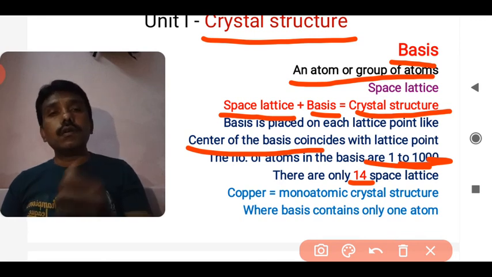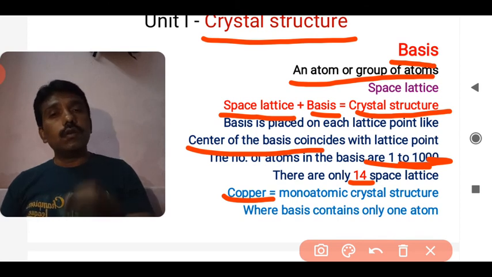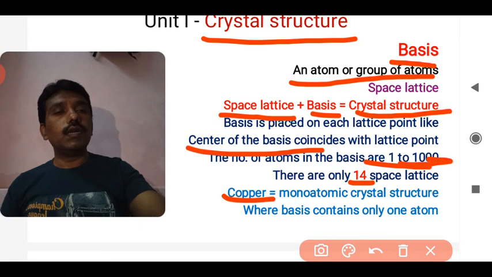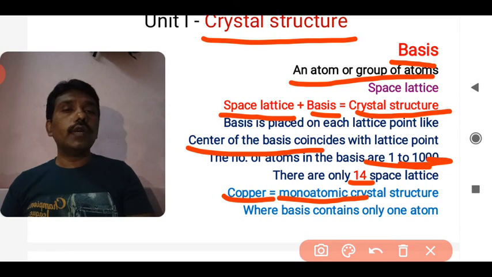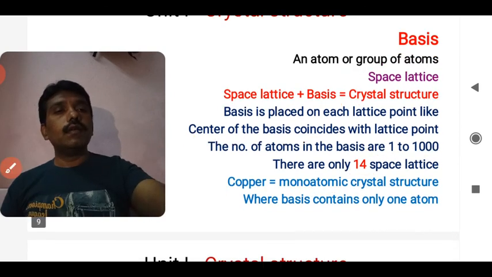Again, many times we say that a group always needs more than one atom, that means there will not be a group of one atom. But still there is one example, copper, which is called a monoatomic crystal structure. It has only a group with one atom as the basis, and such a crystal structure is called a monoatomic crystal structure, because the basis contains only one atom in this case. This is what exactly is meant by a basis.